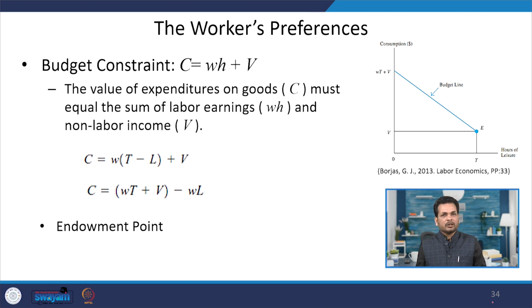So, we define it as a budget constraint. As I said, the person's consumption of goods and leisure is constrained by her time and by her income. However, part of the person's income, such as property income, dividends, and lottery prizes, is independent of how many hours she works. So, this is a kind of non-labor income. We denote this non-labor income by V.